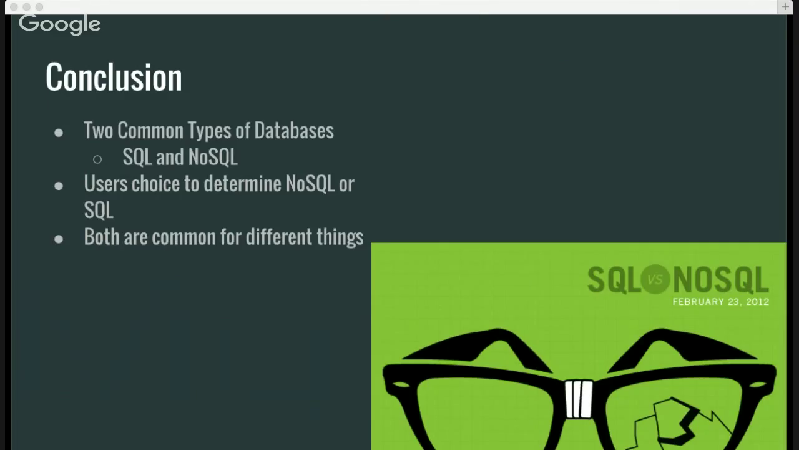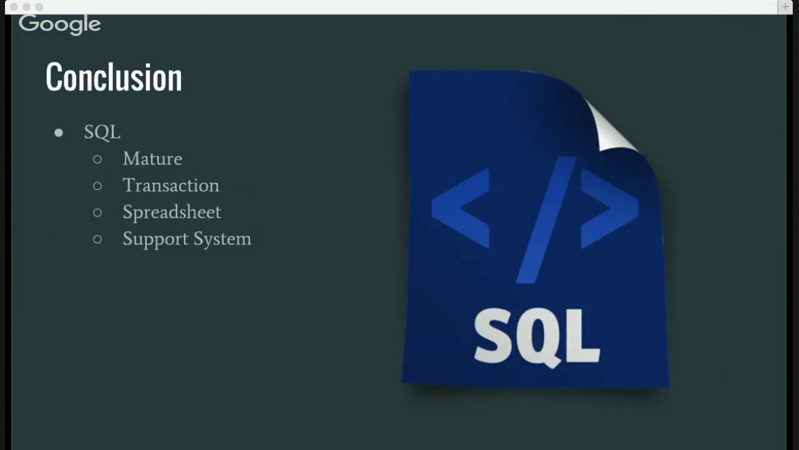So in conclusion, I went over the two different types of databases, SQL and non-SQL, and users determine which one they think is better. If you're looking for transactions and a spreadsheet, maybe SQL is what you're looking for. But if you're looking for document storage or you have a large amount of data that you need to store, maybe NoSQL is for you. Both are very successful in different things, and therefore one is not determined to be, quote, better than the other.